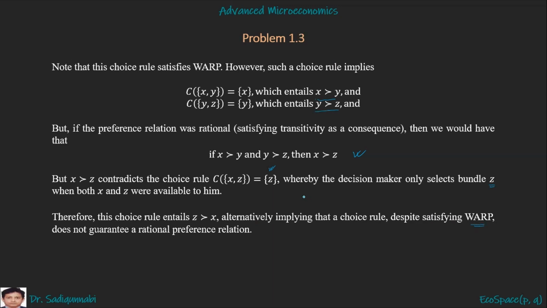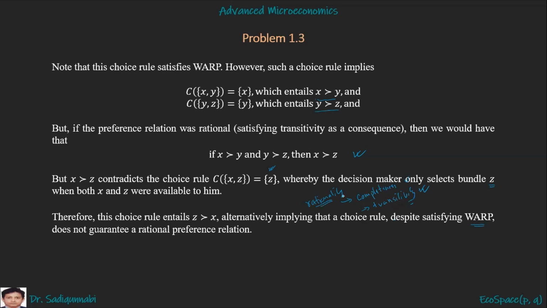So if transitivity is violated, then we don't need to check for completeness. We know that the property of rationality contains two properties. That means the combination of two properties is called rationality. One is called completeness, another is transitivity. Any violation of any of the axioms or properties, we can say that the rationality property is violated.